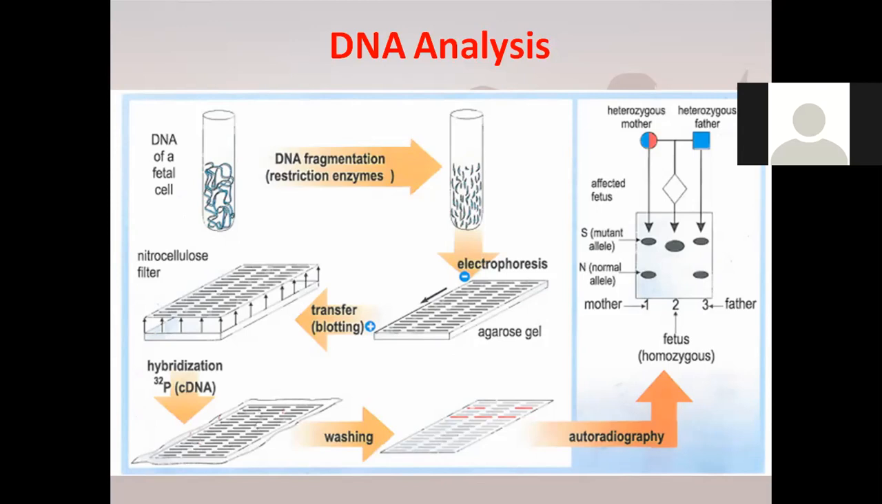There are two normal parents who gave birth to an affected fetus. Affected fetus. First of all, Hassan, you detected that the fetus is affected, and you said that the parents, the mother and the father, are normal. How?